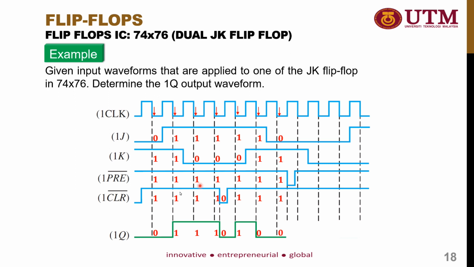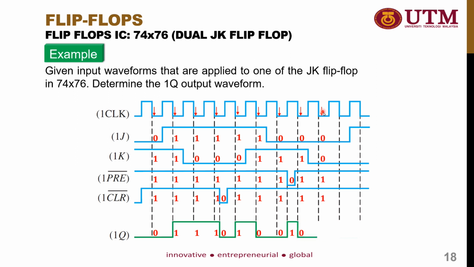And then suddenly the PRE bar is set to 0. So it means that the JK flip-flop is entering the asynchronous mode, where it will change the output automatically to become 1 until it reaches the next falling edge. So at the next falling edge, you see here the PRE bar and CLR bar are set to 1 1, so it will enter the JK flip-flop mode. So it will become 0 because it is in reset.